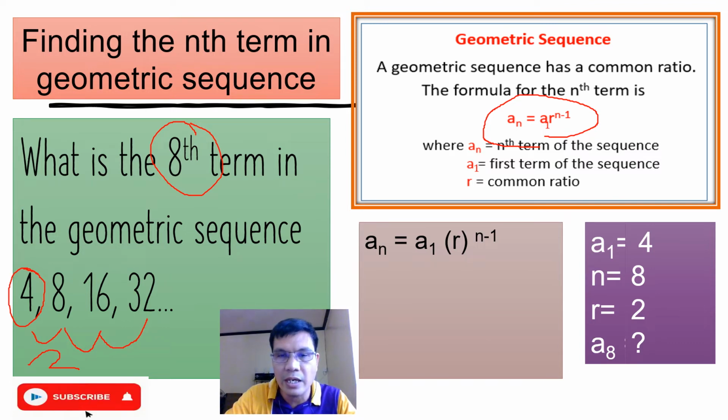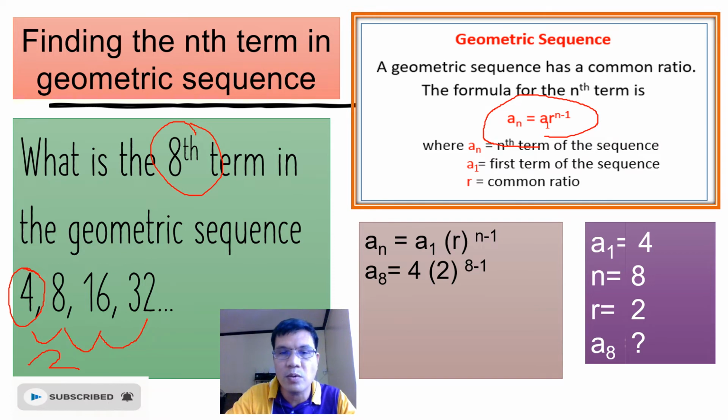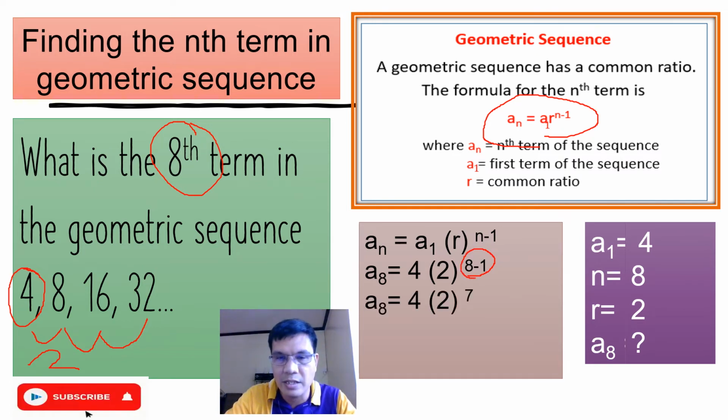A sub n is equals to A sub 1 times ratio raised to n minus 1, wherein A sub 8 is equals to, yung A1 natin ay 4, ang ratio natin is 2, and n natin ay 8. So 8 minus 1. Ito una natin isosolve. 8 minus 1, the answer is 7. Then after that, yung 7, this will be our exponent.